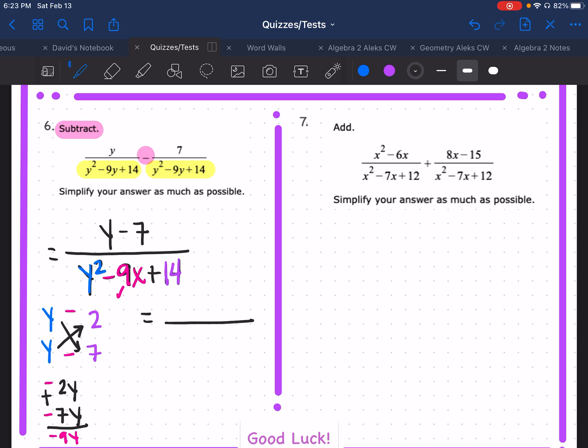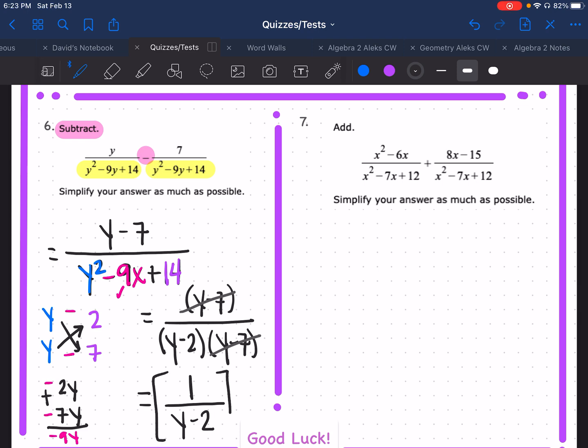So I have y plus 7 in the numerator, and I'm going to put it in parentheses now. Sorry, no, I don't have y plus 7. There we go. I have y minus 7 in the numerator, and I have y minus 2 and y minus 7 in the denominator. Since I have the y minus 7 in both the numerator and the denominator, they are going to cancel each other out, leaving me with y minus 2 in the denominator and a 1 in the numerator. Remember, even if you cancel it completely out, there's still a 1 left in the numerator.